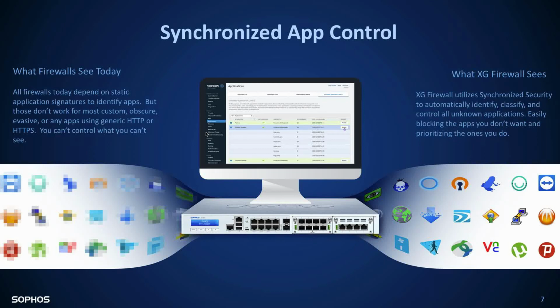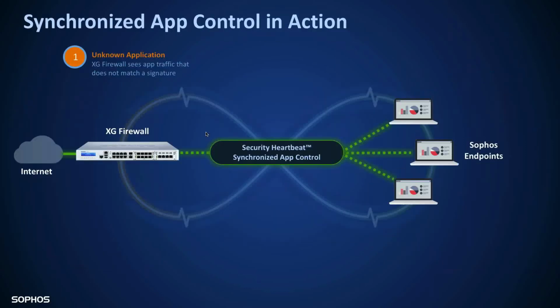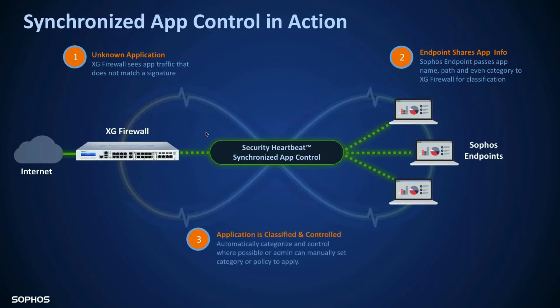And with that, we get Synchronized App Control. Let me show you how that works and what that looks like here. When the firewall sees an application it can't identify with signatures, it can ask the endpoint what kind of application is generating that traffic. The endpoint can then share the executable, the path, and sometimes its category, and I'll explain more about where that comes into play, and give you visibility into what kind of traffic.